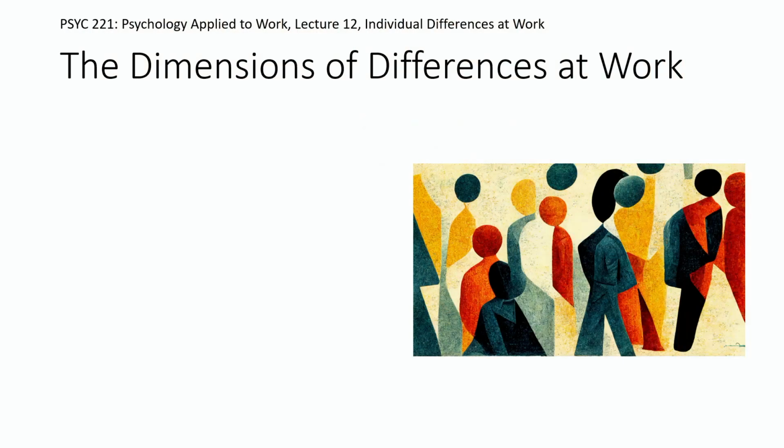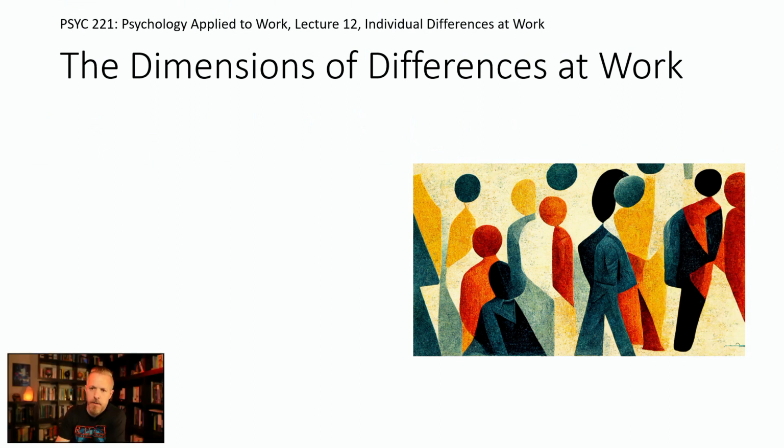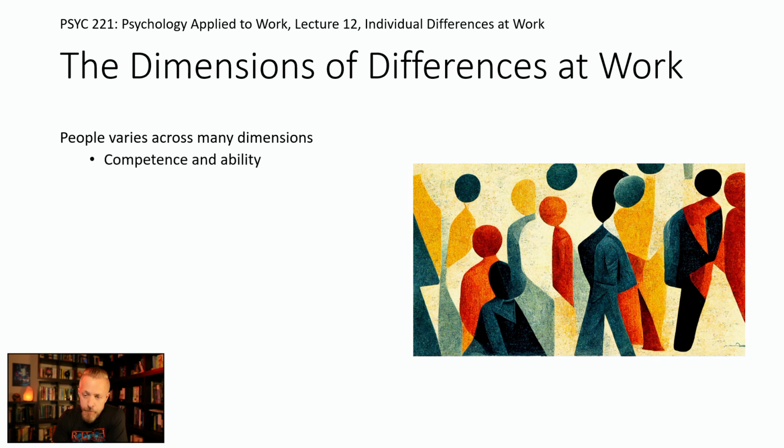So what are these dimensions of difference for people? So obviously there are lots of them. The first one that is sort of the most glaring because of the work context is, how well people do the job. What are people's differences in their abilities? What is their competence in this specific job? A lot is tied to this.